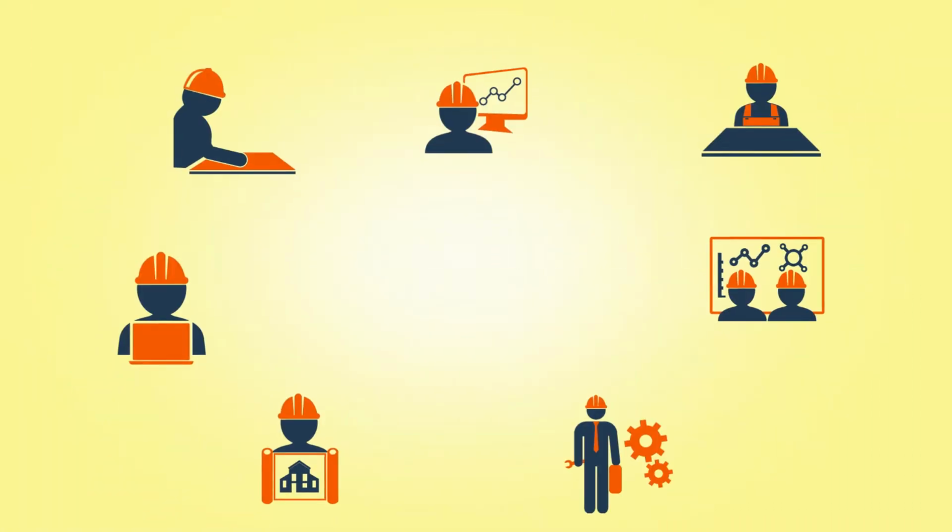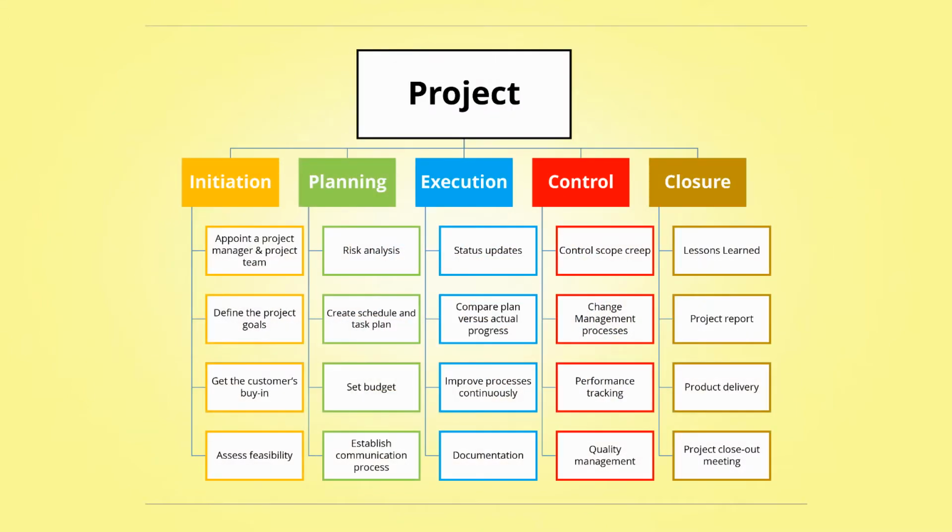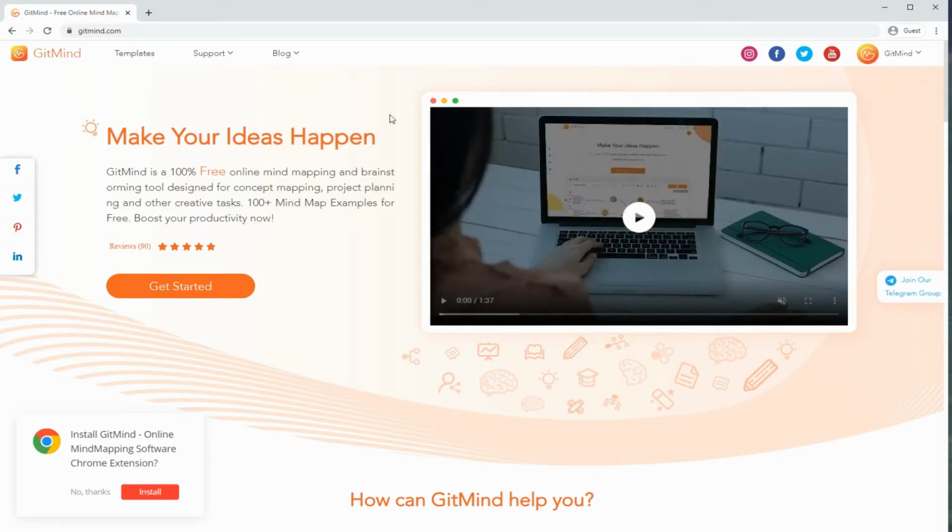A work breakdown structure, or WBS, is a visual illustration breaking a complicated project into more manageable tasks in a hierarchical structure. It is an important tool for project teams to execute a project on time and on budget. In this video, I'm going to demonstrate how to create a work breakdown structure.